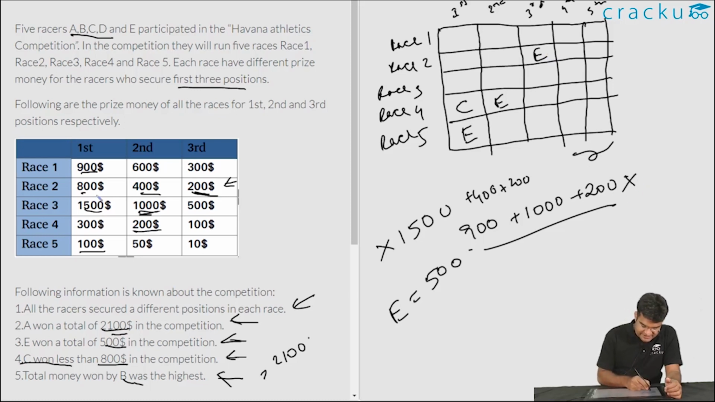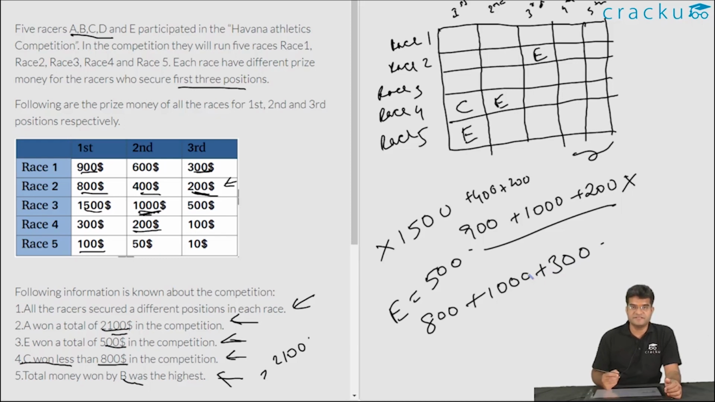Now the final case is A has won the second race, that is he has won $800 from the second race, and he needs 1300 more. So the only way possible is this 1000 plus 300. So 800 plus 1000 plus 300 is a valid combination, and this is the only valid combination which is surviving.